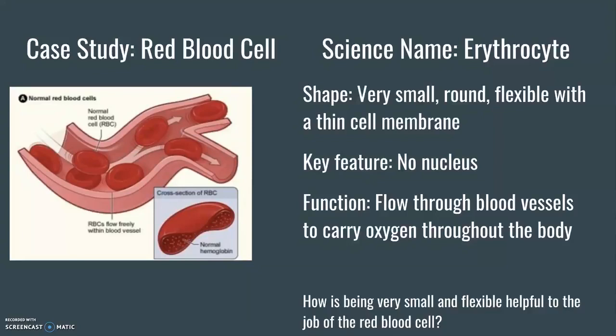It's one of the very, very unique parts of our blood. It's actually what makes our blood look red. And the entire purpose of hemoglobin is to carry oxygen to different parts of our body. The function of our red blood cells is to flow through the blood vessels and carry oxygen. So I want you to think about, how is having hemoglobin and being very small and flexible helpful to the job of the red blood cell?